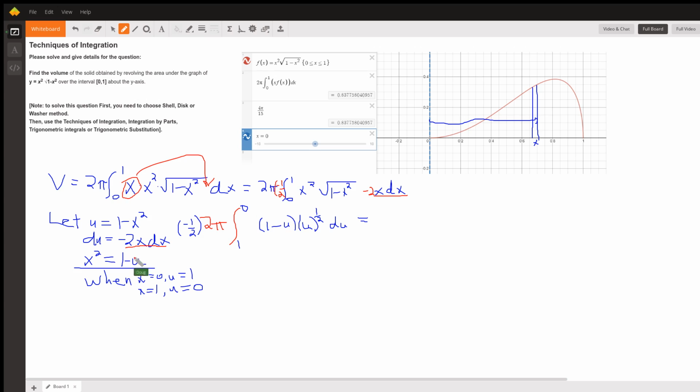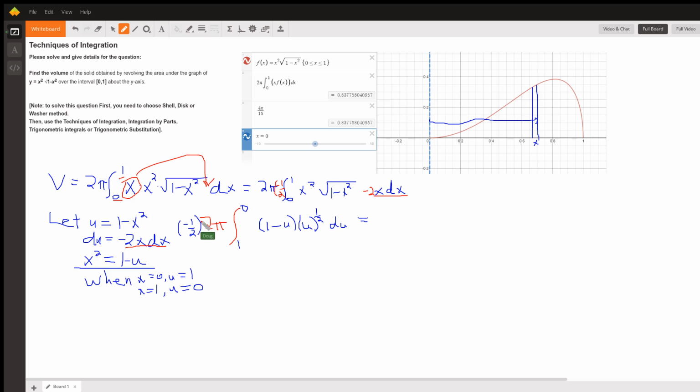When x is 0, that's the original limits of integration from 0 to 1. When x is 0, u is 1. So I put a 1 here. And when x is 1, u is 0. This x squared gets replaced with 1 minus u. The square root of 1 minus x squared gets replaced with u to the 1/2. And negative 2x dx gets replaced with du. And so now we're ready to evaluate this integral.